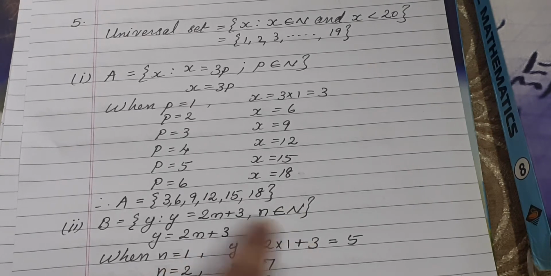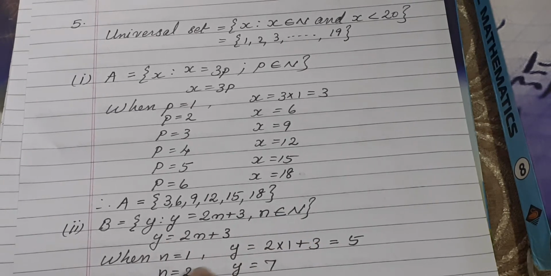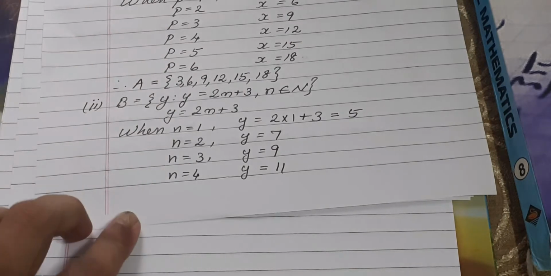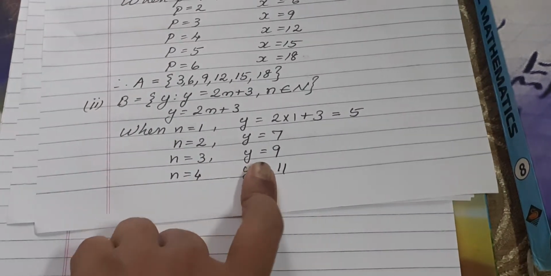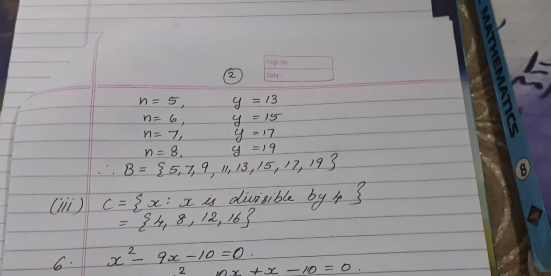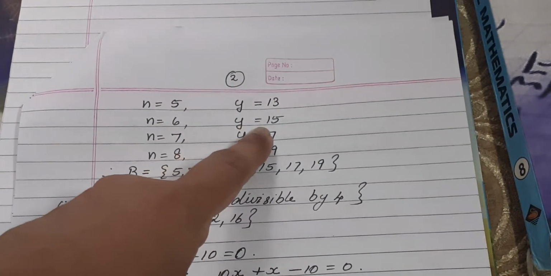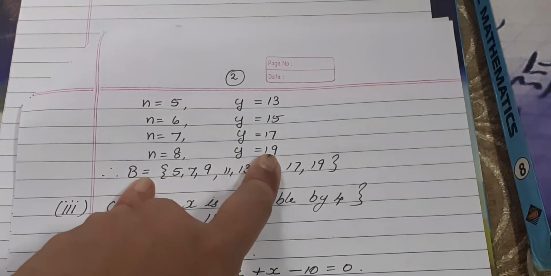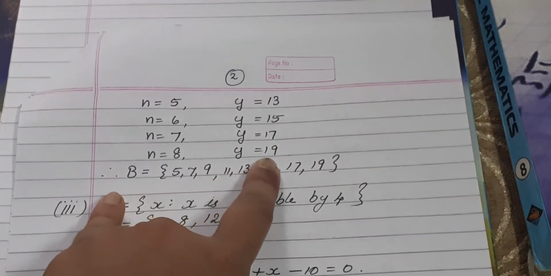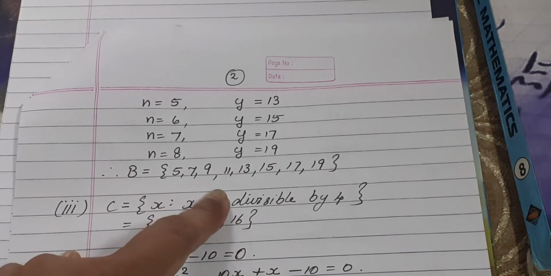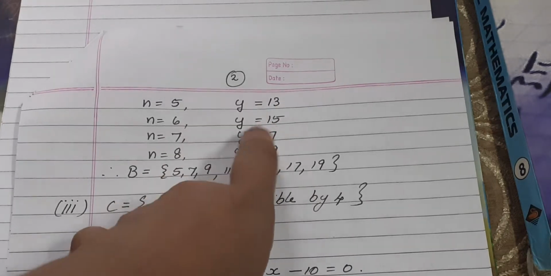When n is equal to 1, what will be the value of y? 5. Like that, n is equal to 2, you will get y is equal to 7. When n is equal to 3, you will get y is equal to 9. When n is equal to 4, y is equal to 11. n is equal to 5, y is equal to 13. n is equal to 6, you will get 15. n is equal to 7, you will get 17. n is equal to 8, you will get 19. If we give the next value, surely it will go above 20, isn't it? So no need to do that. Here we can stop. Which elements are in B? B is equal to 5, 7, 9 etc. up to 19. All the elements you have to list out.